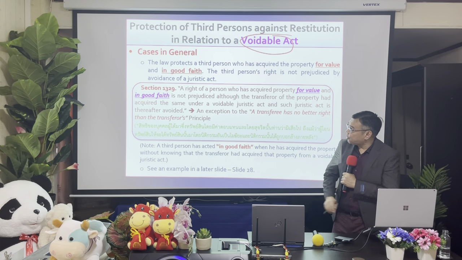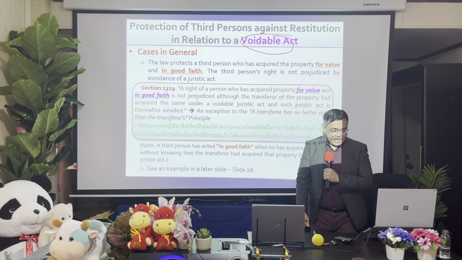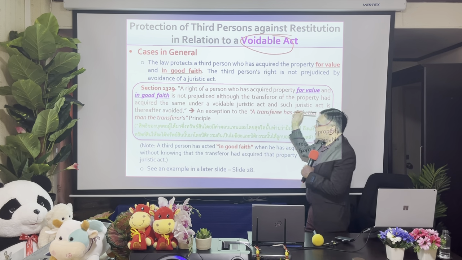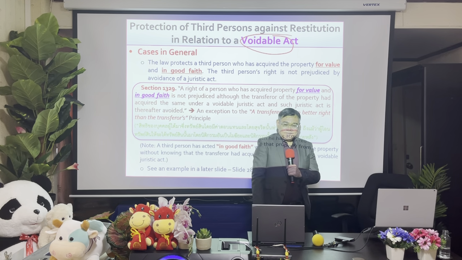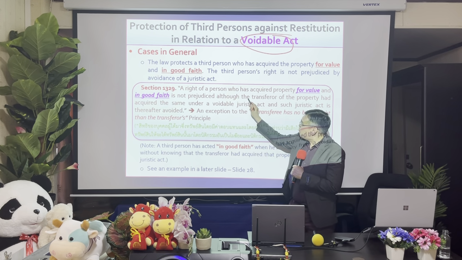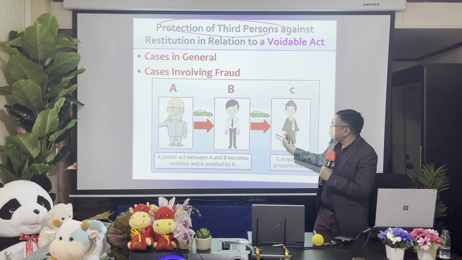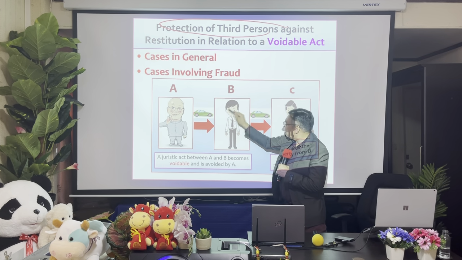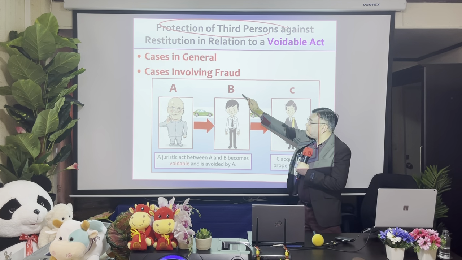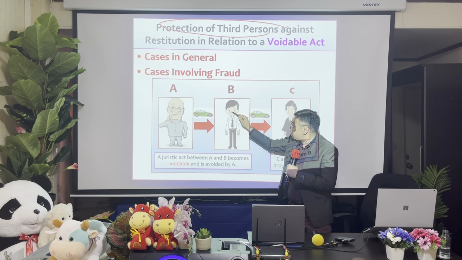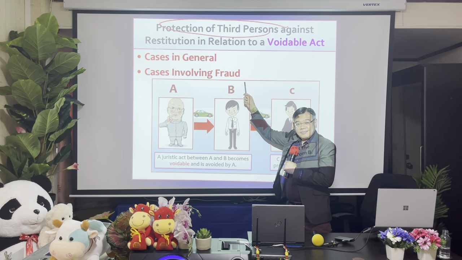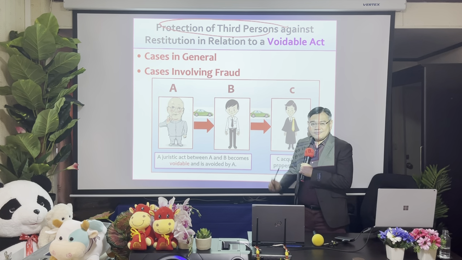And section 1329 says that if a third person has received the property for value and in good faith, then the third party's right will not be prejudiced under the transfer rule. B transferred this car to the third person here, the third person here is C. B transferred this car to C.